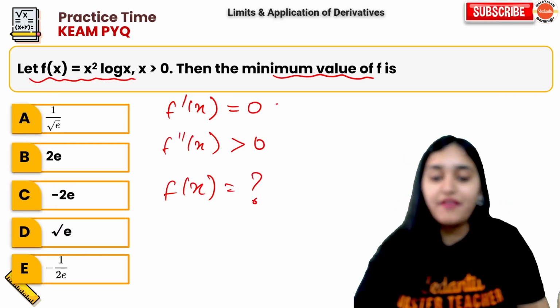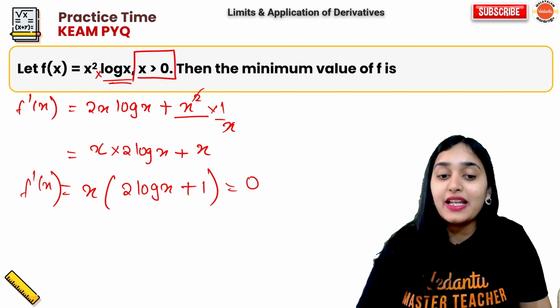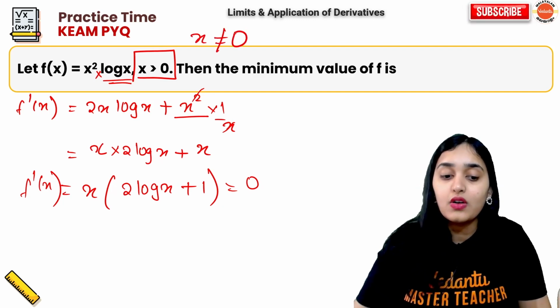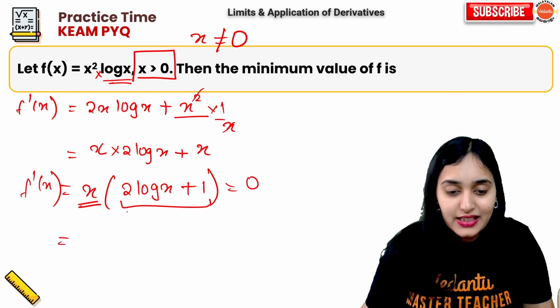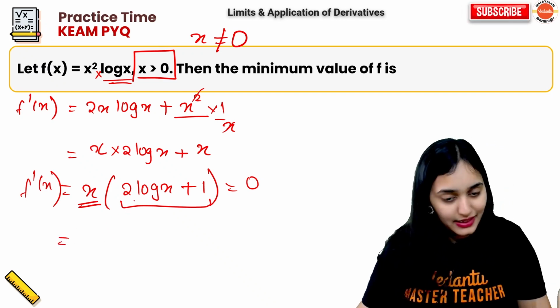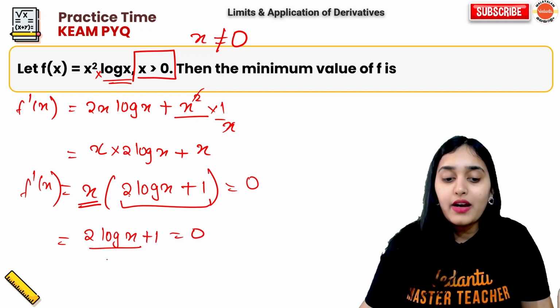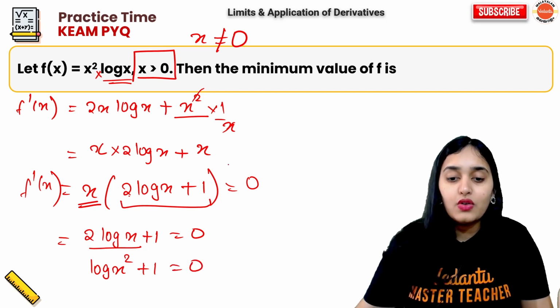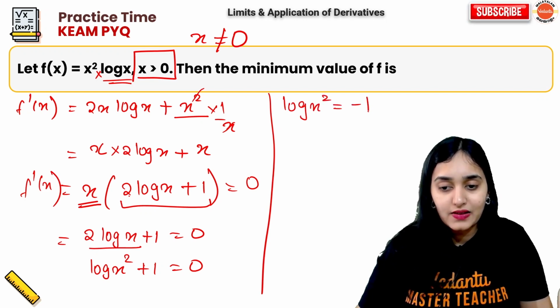Now step number 1 is f dash of x equal to 0. In the question they have written x is greater than 0. That means x is not 0. So if x is not 0, this is 0. Now first thing, can I write 2 log x plus 1 is 0? 2 log x can be written as log x square, plus 1 to be 0. So we say that log x square is minus 1.